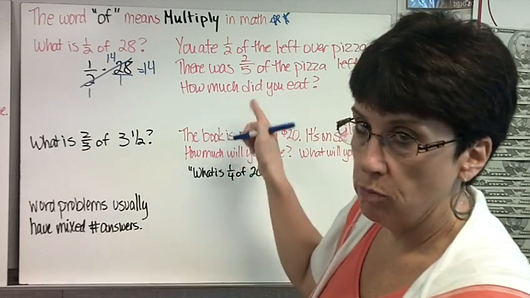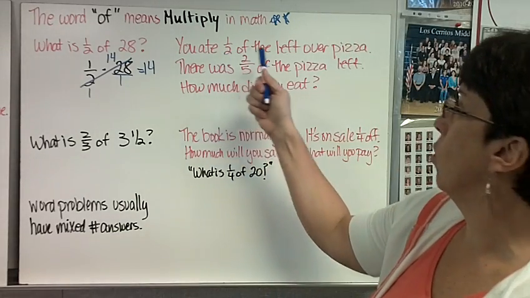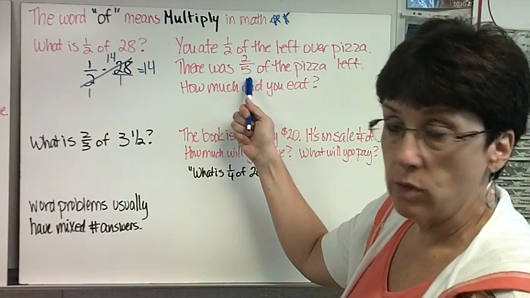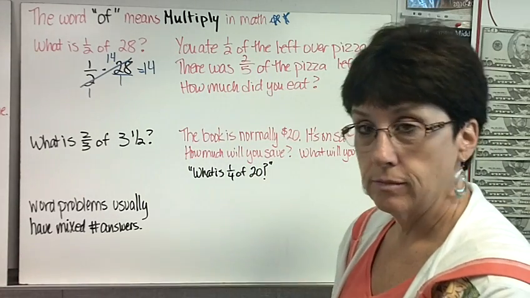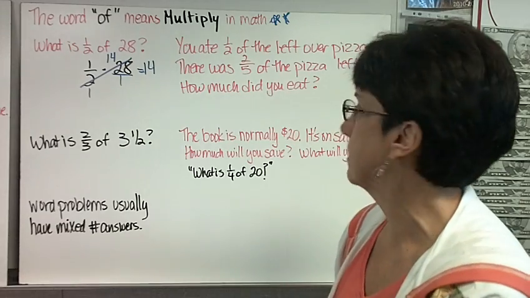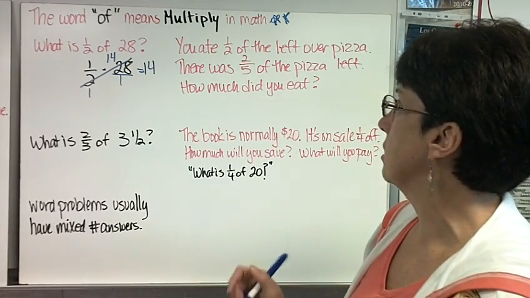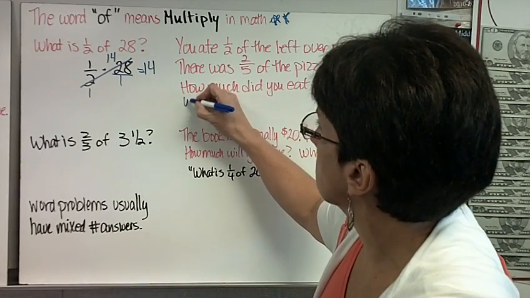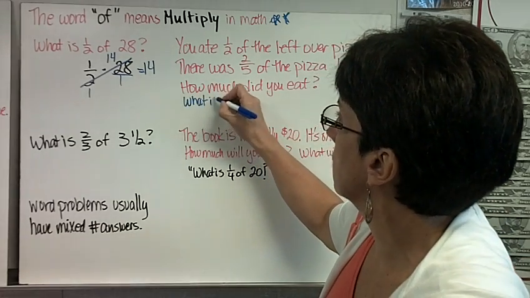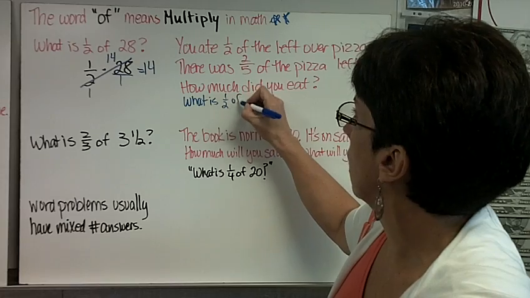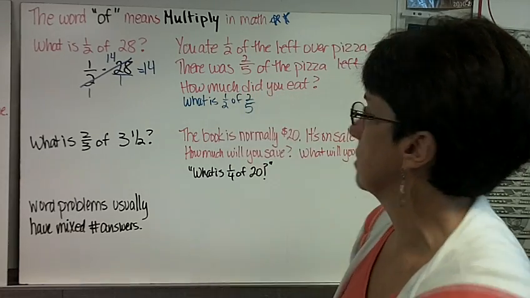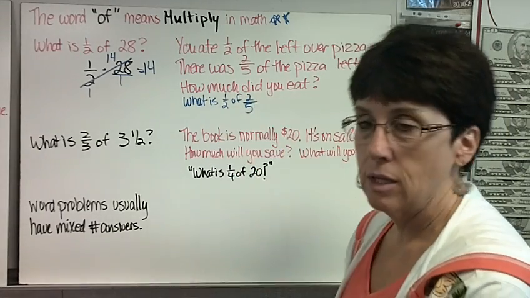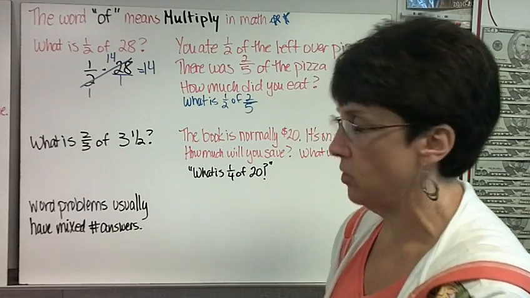All right, let's do a word problem. You ate 1/2 of the leftover pizza. There was 2/5 of the original pizza left over. That's how much you had brought home. Let's pretend it's for breakfast. So how much did you eat? What is the question that you're being asked? You're being asked, what is 1/2 of 2/5? The hardest thing about word problems is just figuring out what you're being asked. And if you read it, you can pretty much hopefully figure that out.